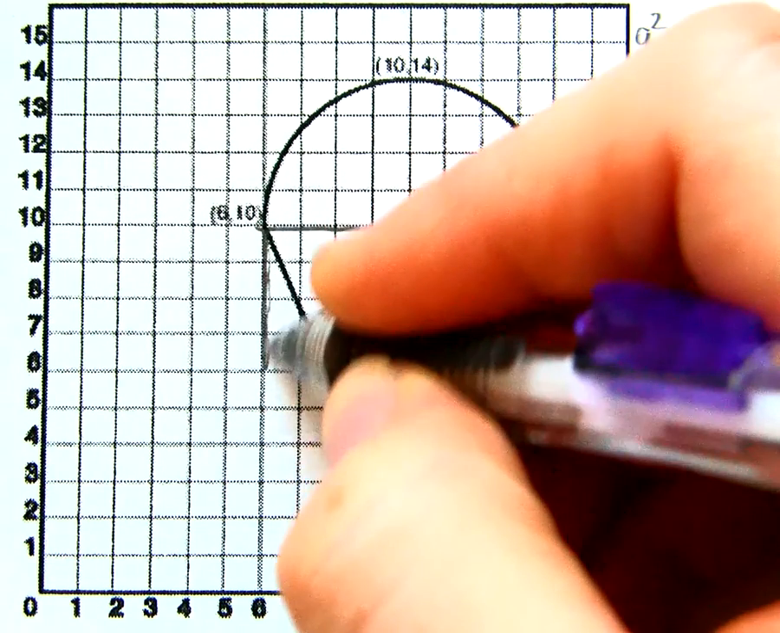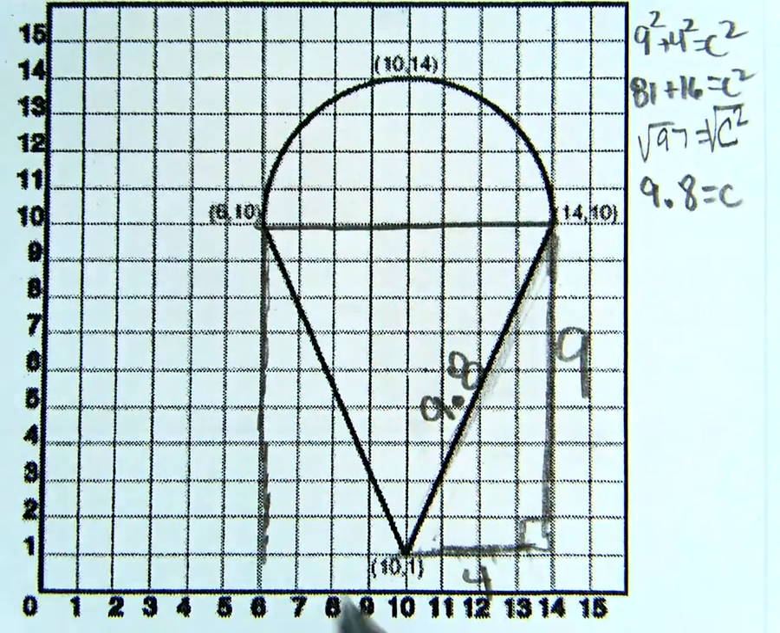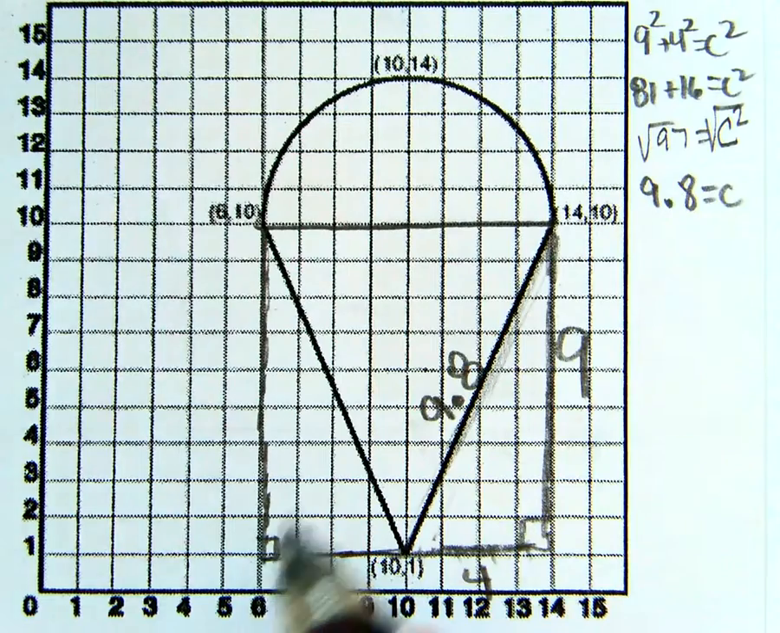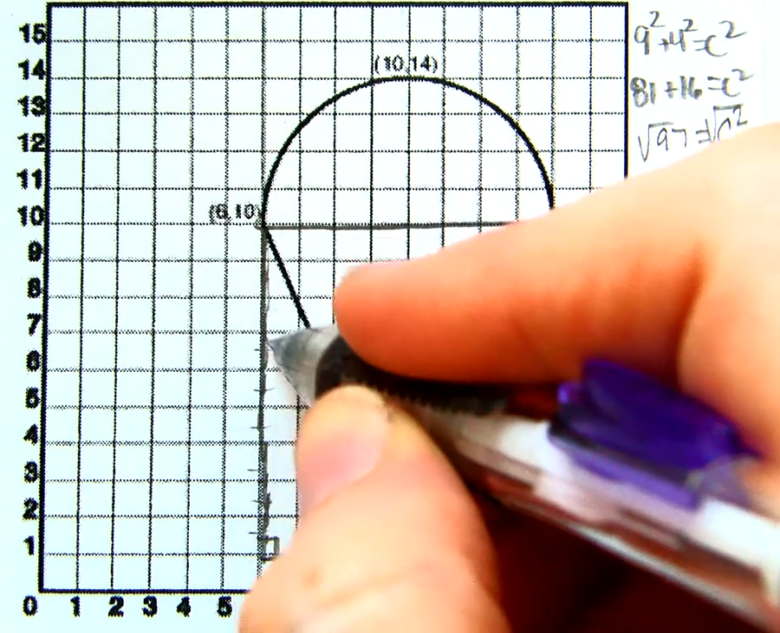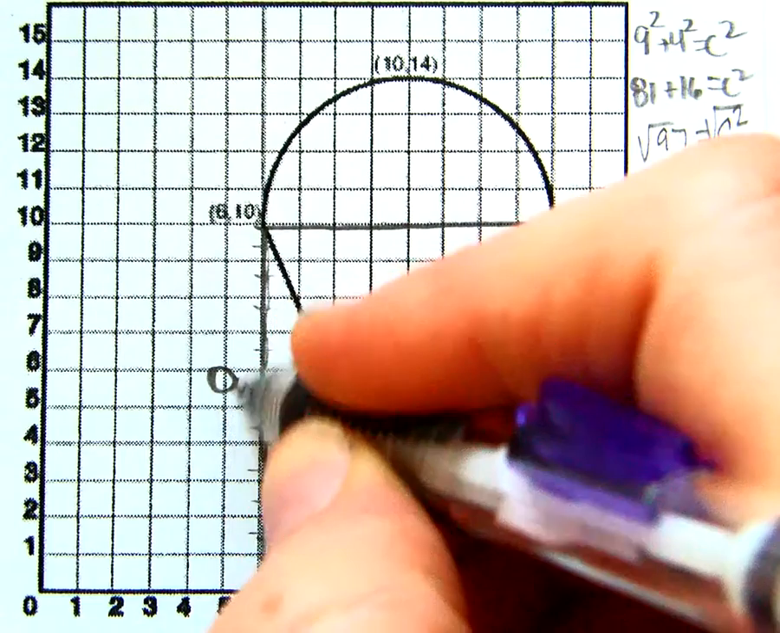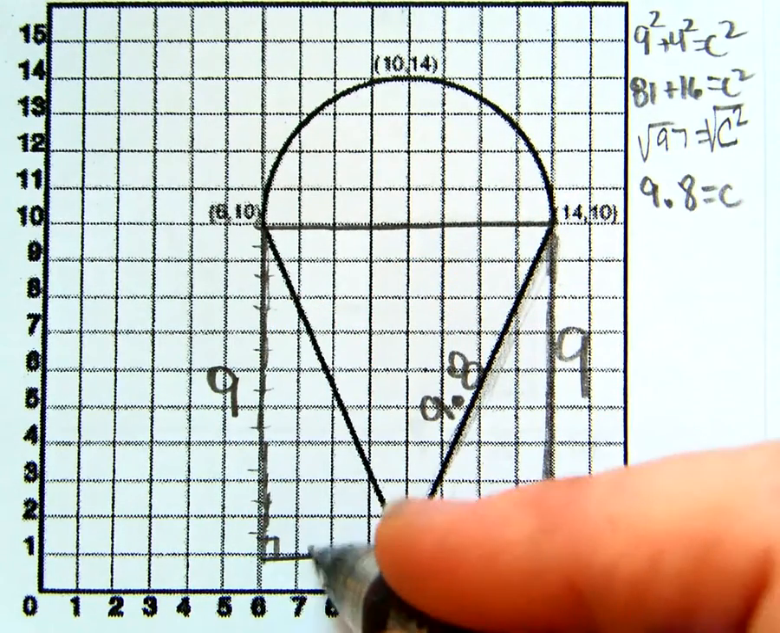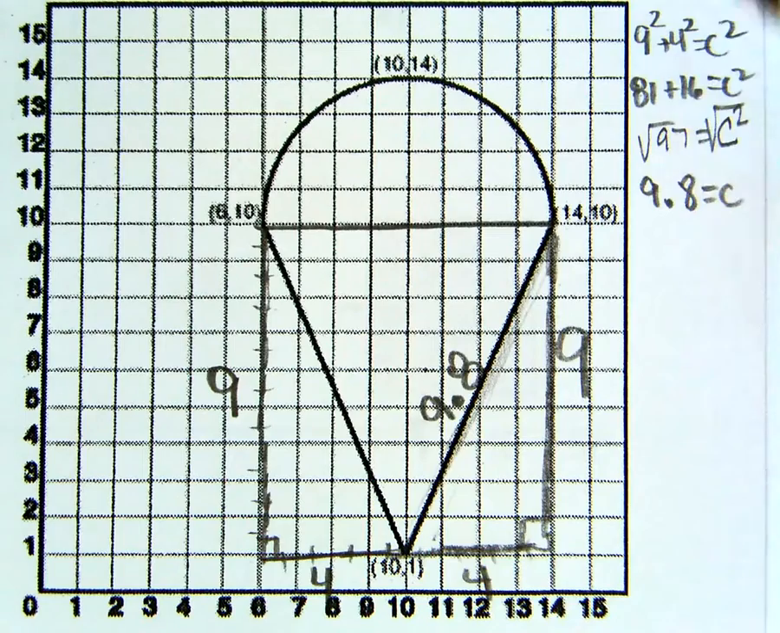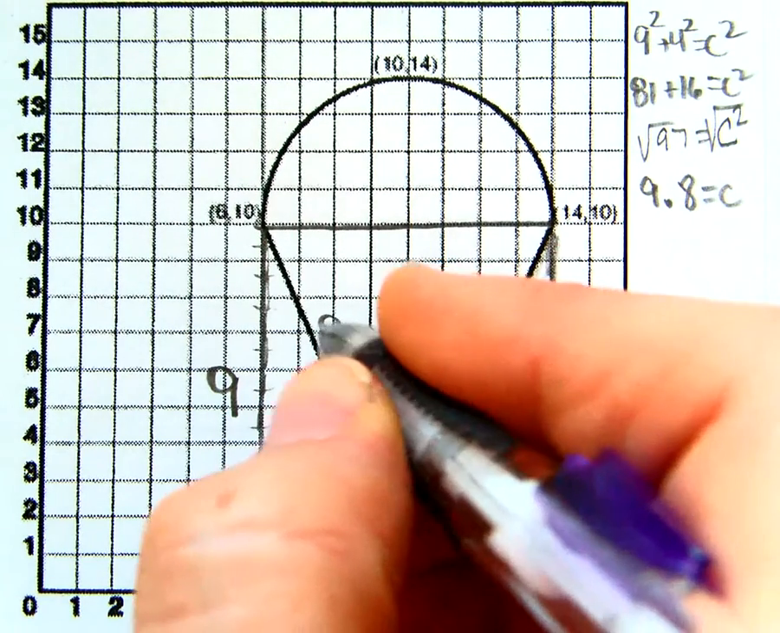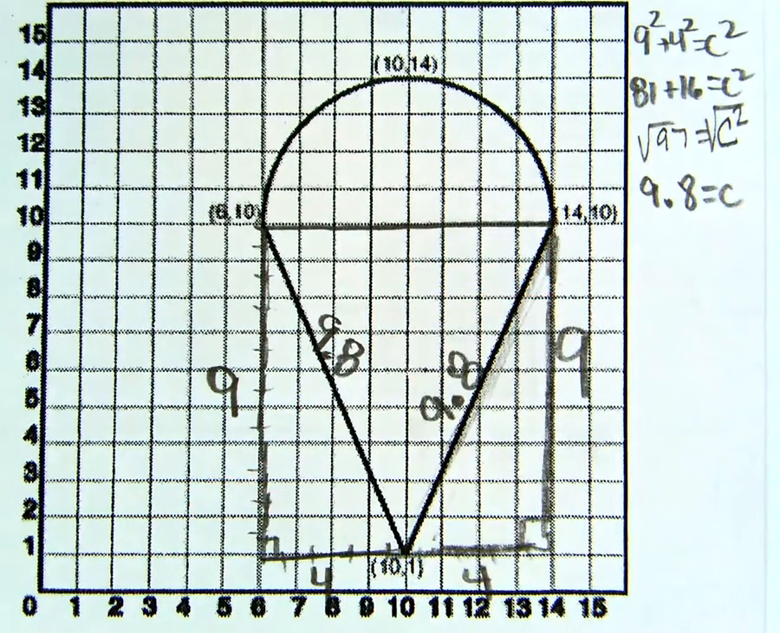Okay, then we're going to do that again for this side. I kind of think it might be the same length, but I'm just going to check here. This is 1, 2, 3, 4, 5, 6, 7, 8, 9. And this is 1, 2, 3, 4. So same triangle will result in same Pythagorean theorem. So this right here is also 9.8.